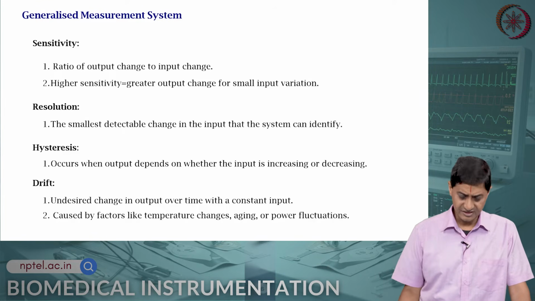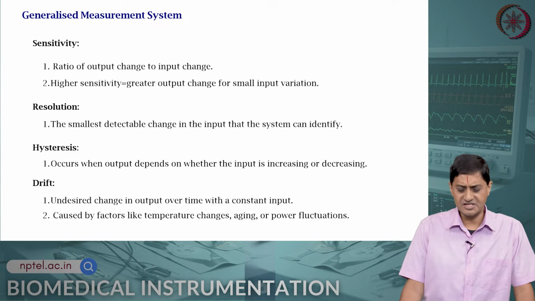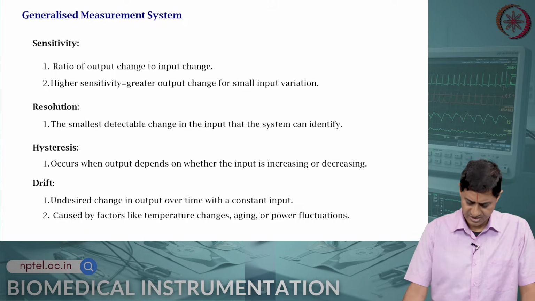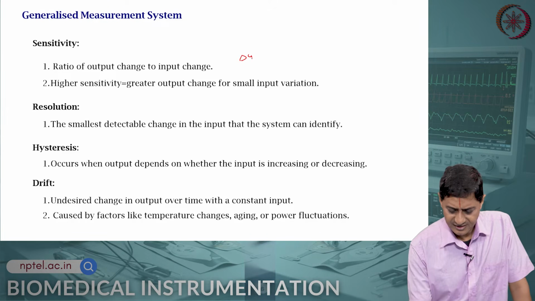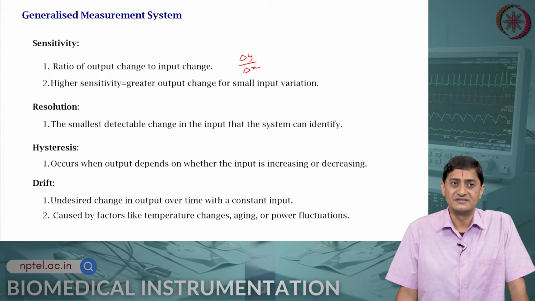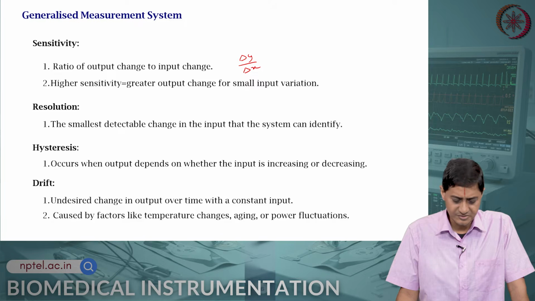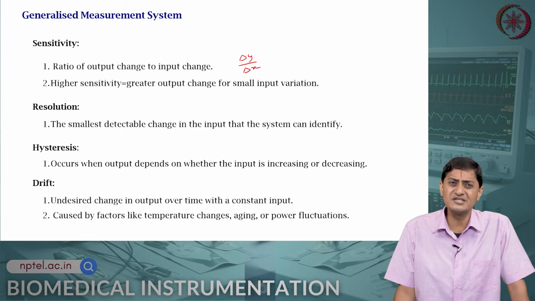Then sensitivity. For a given small change in the input, by how much the output is changing: the ratio of the output change to the input change, that is delta y by delta x, where y is the output and x is the input. A higher sensitivity means the output changes more for a small change in the input. Resolution essentially refers to the smallest possible change that the system can properly detect.